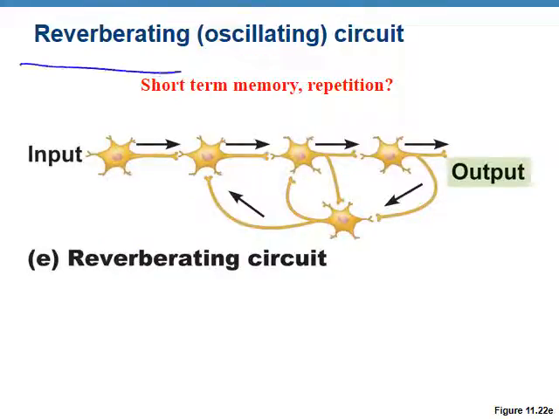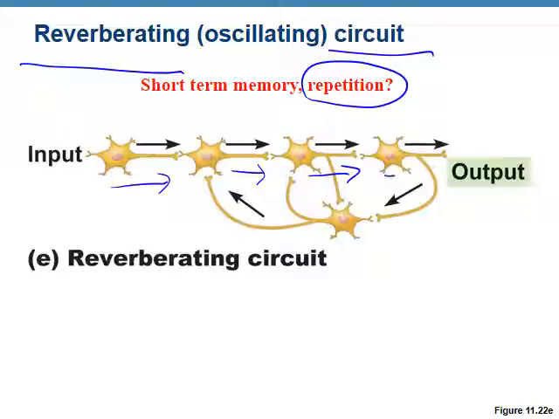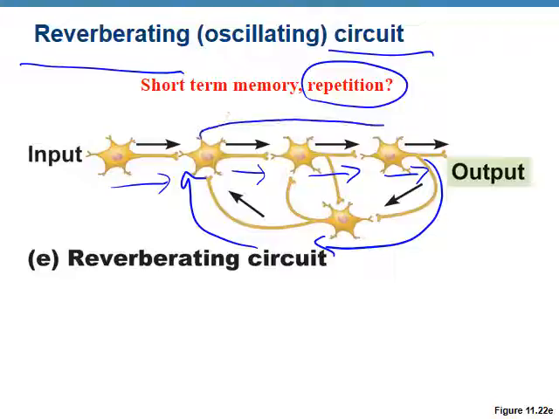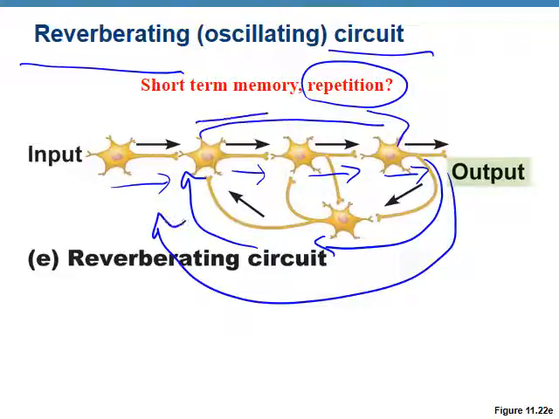Here's a reverberating circuit. They think this might have something to do with repetition or short-term memory. You can see this neuron fires, then this one fires, then this one fires, then this one fires, and then it goes back and fires to this, which then goes back and reminds 2. So you're starting this circuit where you just continue to repeat the information. So think of trying to remember a telephone number. You just keep saying it to yourself over and over and over again.